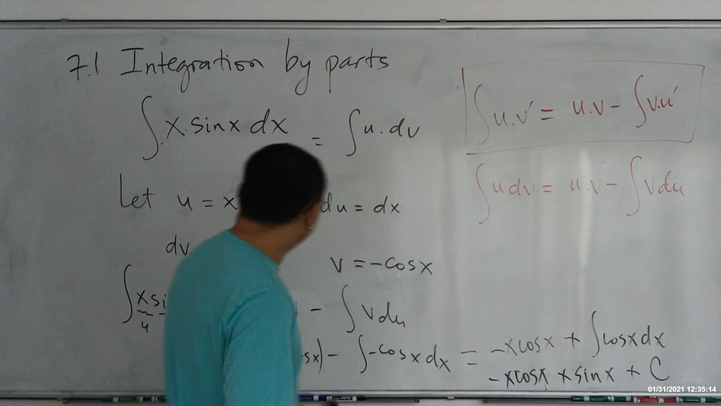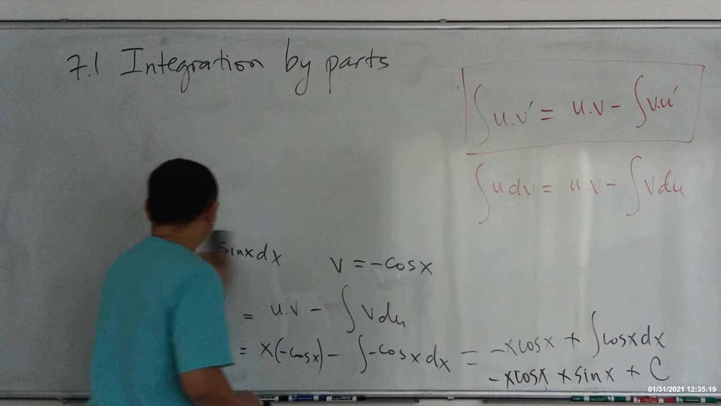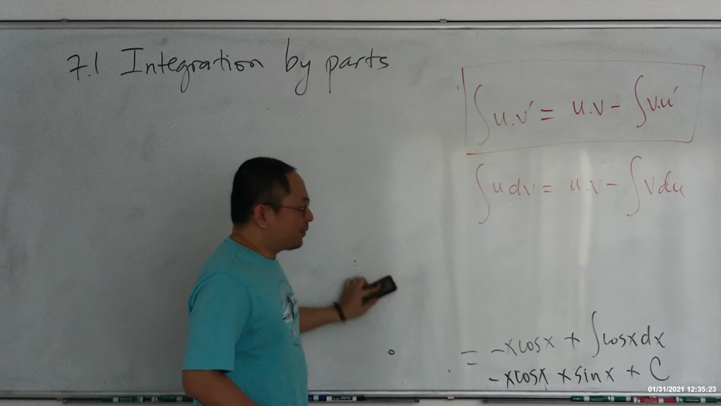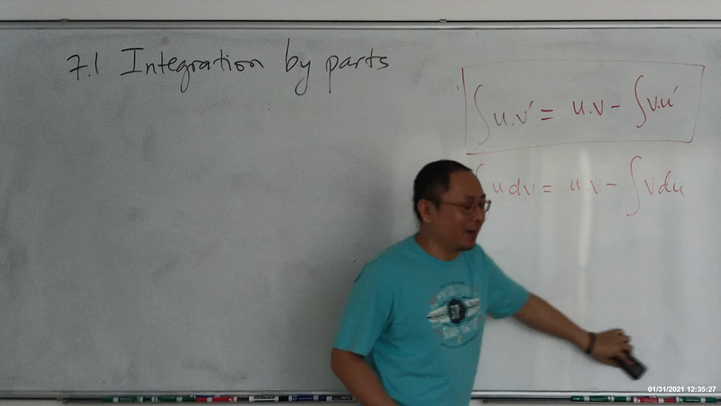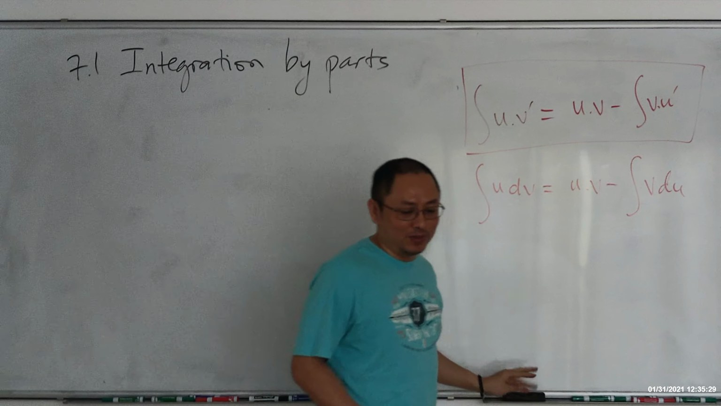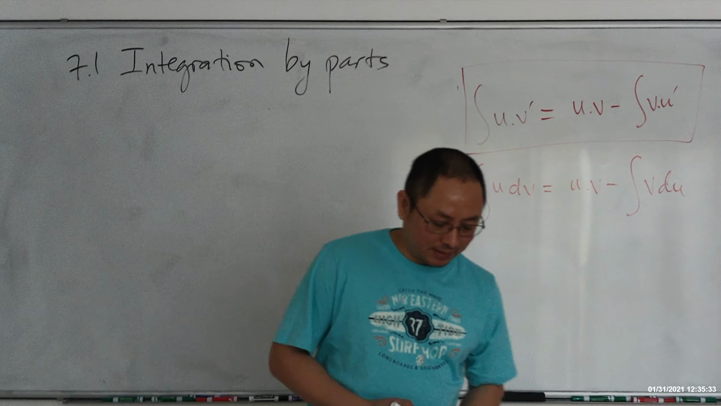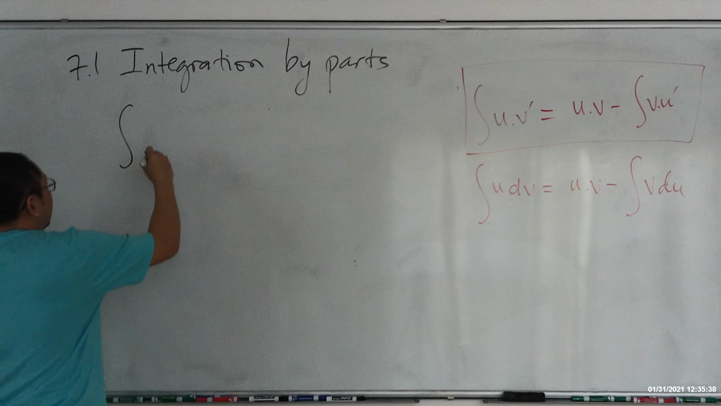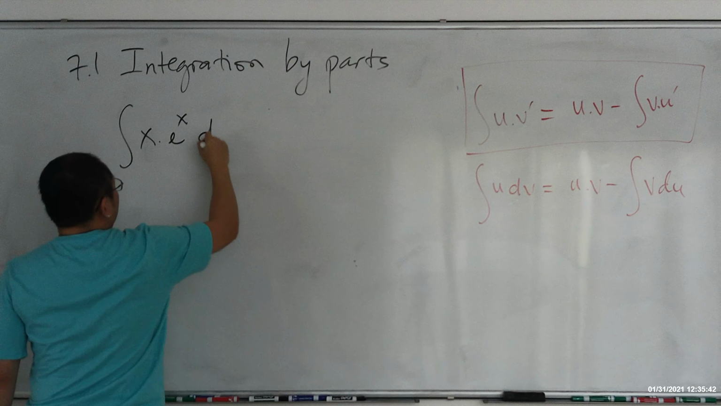Let's try another example. So the tricky part is, which part should I choose for u and which part should I choose for dv? And the answer is you've got to practice, right? And then you're going to choose the right one. If it's not right, then come back and choose again until you get the right one. All right, try another one. Try the integral of x times e to the x dx.